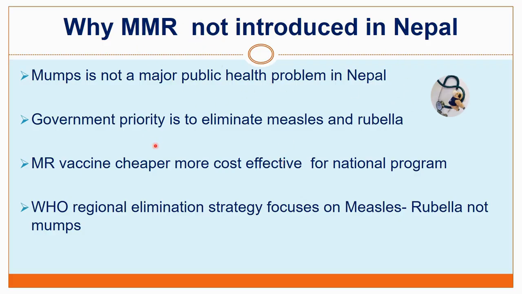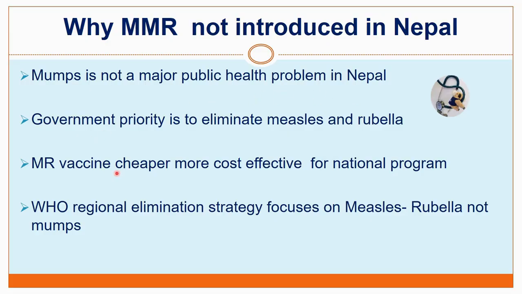Number one reason, mumps is not a major public health problem in Nepal, because the complication of measles is much more severe, and the rubella complication is also very bad, as congenital rubella syndrome is a fetopathy which gives a handicapped child to the parents. The mumps complication is not so commonly occurring in children. Till 9 years of age mumps complication is minimal, and below 9 years is the commonest age when mumps occurs. So this is not a major health problem in Nepal.